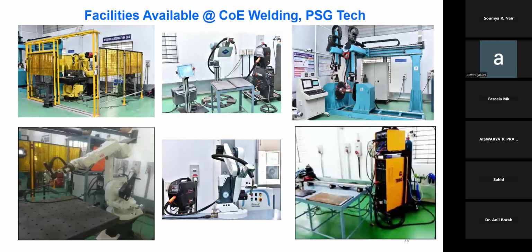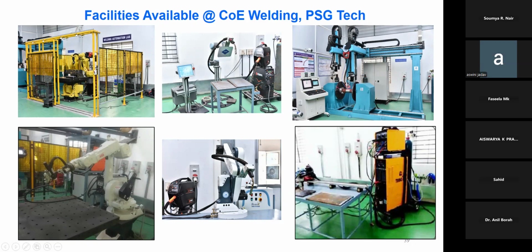And when we talk about wire arc additive manufacturing, we have a unique facility. We have a Fronius machine which is interfaced with the ABB Fanuc robo, and we have an ABB robo which is interfaced with the EWM power source, a TIG welding power source, and we have a gantry welding machine. This will help you to do cladding. We have two torches, one for MIG welding and another for TIG welding, right?